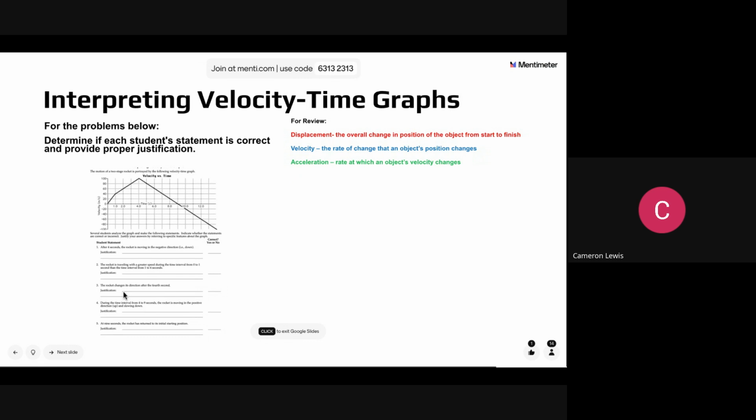Now for the second one, right? The rocket is traveling with a greater speed during the time interval from 0 to 1 than the time interval from 1 to 4. So basically, they're saying from 0 to 1 is a greater speed versus from 1 to 4. Yes or no? I got some yeses. Wait, I want to make sure I got this right. So they're asking, the rocket is traveling. I say no. I got a yes. Why'd you say no? I heard you too.